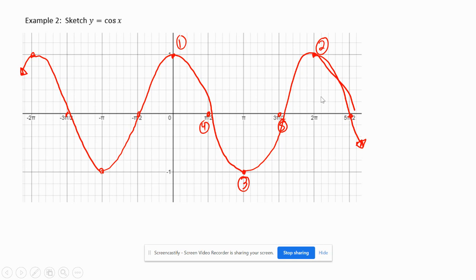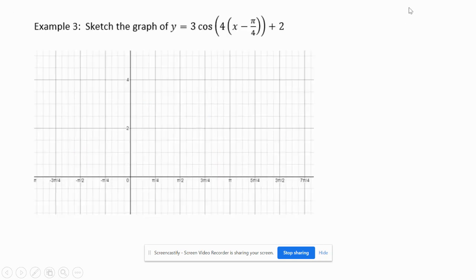Okay, and that's how this graph is going to look. There's kind of a lousy drawing over there, but this is how we sketch these graphs. All right, so right into it. We need to sketch the graph of y = 3 cos(4(x − π/4)) + 2.